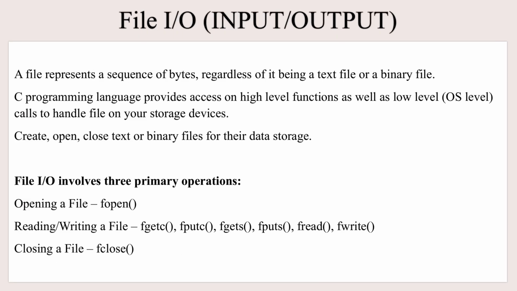File input output. A file represents a sequence of bytes, regardless of it being a text file or a binary file. The C programming language provides access to high level functions as well as low level, OS level calls to handle files on your storage device. Create, open, close text or binary files for data storage. File input output involves three primary operations: open a file with fopen, reading and writing, closing a file.